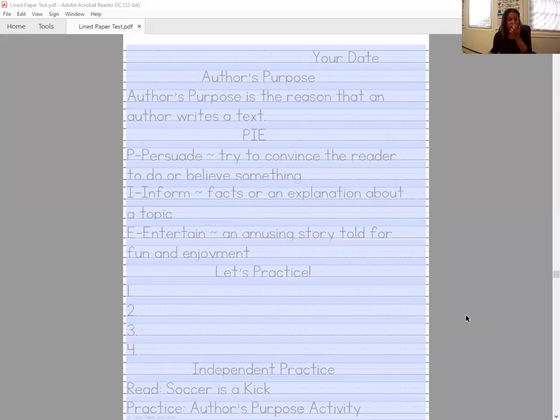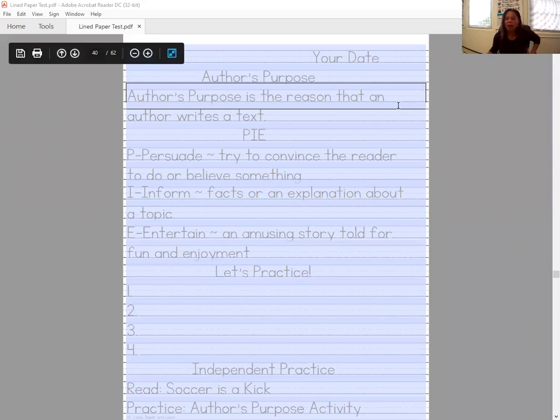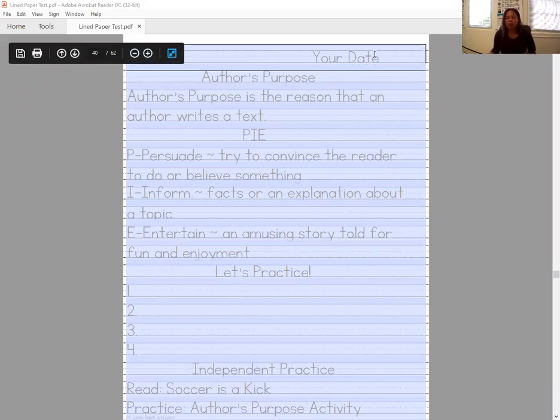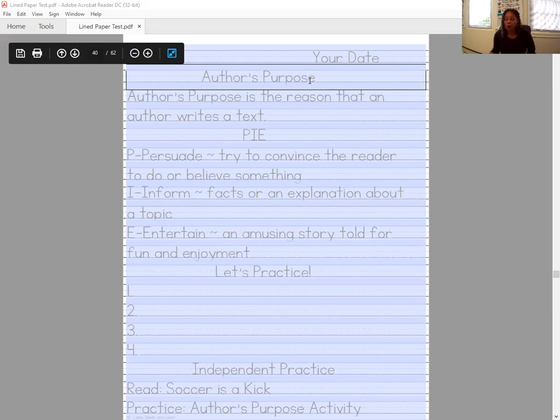I want you to turn to a new page in your notebooks. I'm going to share my screen and we are going to be taking a few notes. At the top of the page, as always, put today's date, whatever date it is for you, and the title is Author's Purpose. The definition of author's purpose is the reason that an author writes a text.